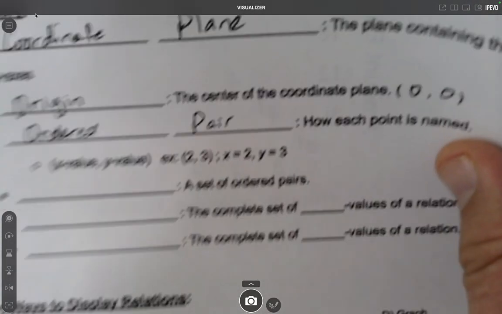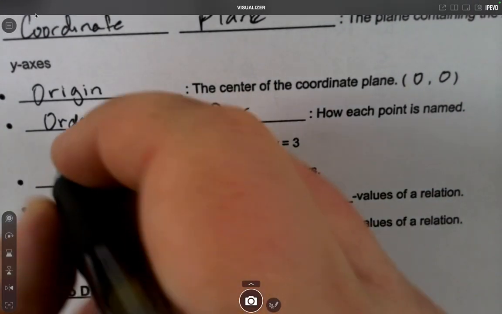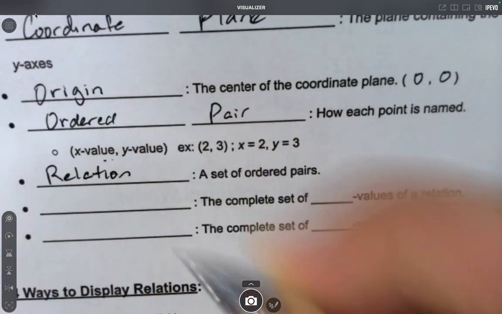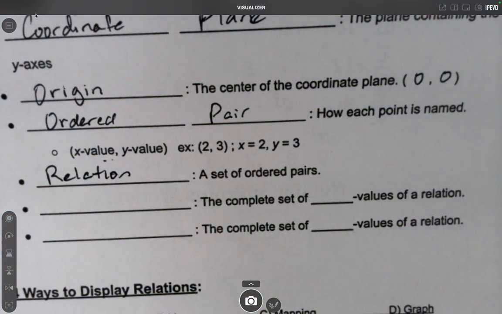And here we come to the big word, a relation. So a relation is a set of ordered pairs. So it does have to be more than one, but it can be a relation if it's just two ordered pairs, or if it's 400 ordered pairs, or anything in between. So a relation is just a set of ordered pairs.